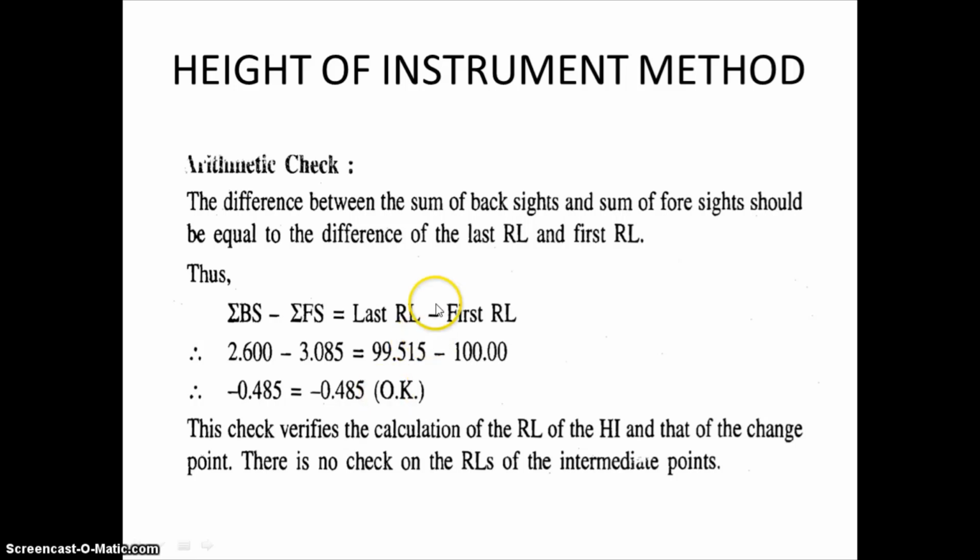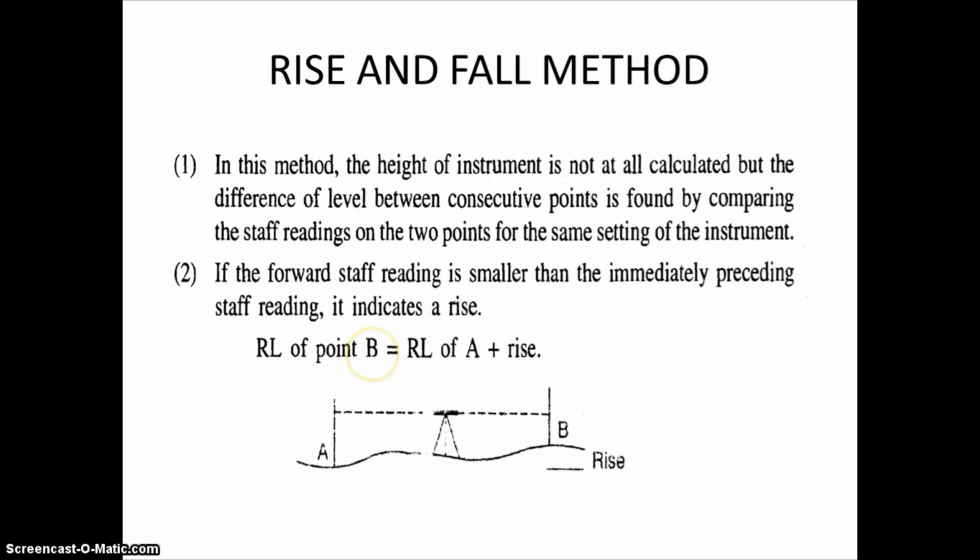Now we will discuss the rise and fall method. So what is the rise and fall method? In this method, the height of instrument is not calculated at all, but the difference of level between consecutive points is found by comparing the staff readings on the two points for the same setting of the instrument. Suppose, you can see one example is given here. If the forward staff reading, this is your forward staff reading, that is B, is smaller than the immediately preceding staff reading, this is your immediately preceding staff reading, it indicates a rise. Meaning this is one level and this is another level.